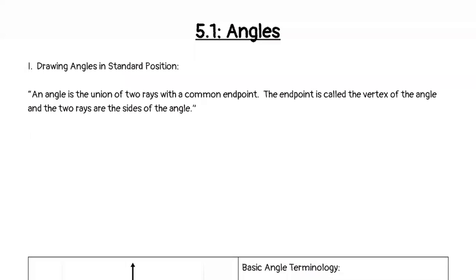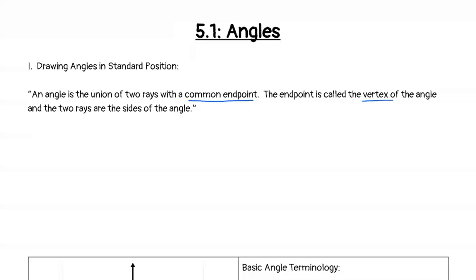Okay, so we're going to be drawing some angles in standard position based on this definition. All right, so an angle is the union of two rays with a common endpoint. So they have a common endpoint, and the endpoint is something that we call the vertex of the angle, and the two rays make the two sides of the angle.